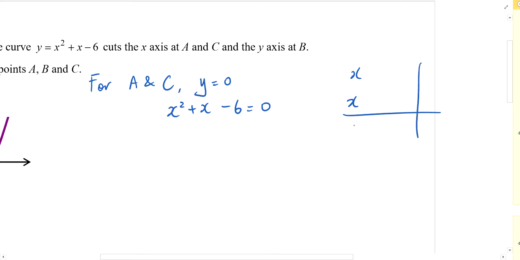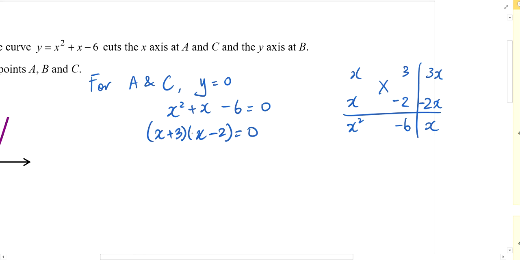x squared. So here we have negative 6 and x. 3 and 2, 2x, 3x. If I want a positive x, I require negative 2x over here like this. So it is factorized, becomes x plus 3, x minus 2 equals 0. What then are our values of x? Okay, x equals negative 3 or 2.